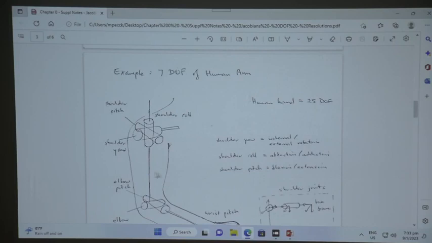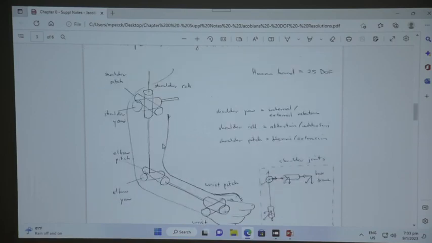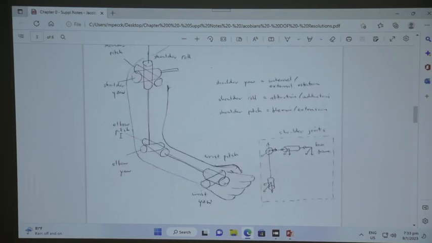So a human arm will have 7 degrees of freedom. So you have this, this is a shoulder. A shoulder will have a roll, pitch, and yaw. And then the elbow itself, you will have the pitch and yaw. And then the wrist itself, again, you have the wrist pitch and wrist yaw.